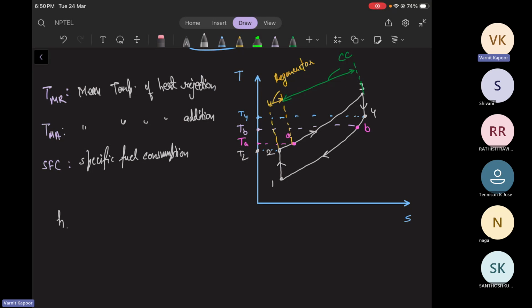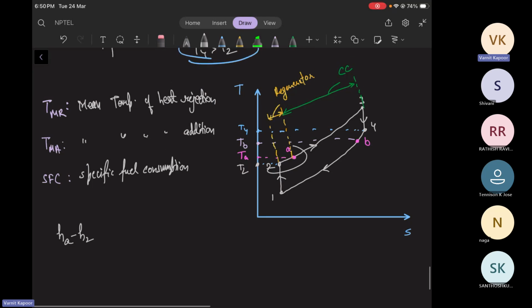H of A minus H of 2. So from 2 to A, that was the process till which regeneration was happening. So H of A minus H of 2 is basically H of 4 minus H of B. This was the exhaust, and this was the exit of the compressor. So whatever heat exchange happened from the exhaust, it was taken by the exit of the compressor.